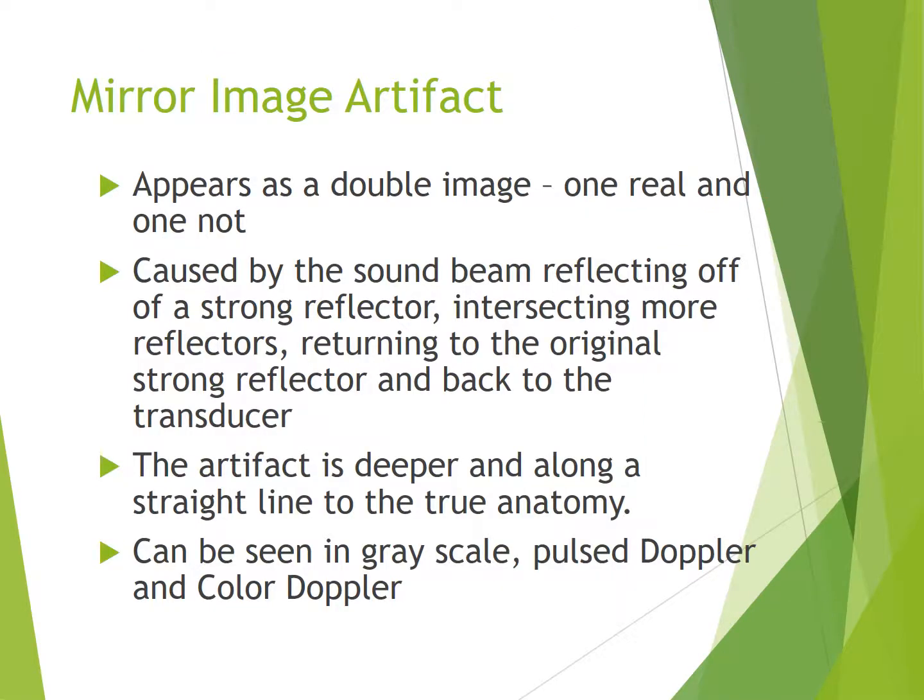So with mirror image artifact, it would stand to make sense that we're going to have images that appear as a double image. One is going to be real and one is not. The second one is caused by the sound beam reflecting off of a strong reflector and then intersecting more reflectors before returning to the original strong reflector and back to the transducer. So this artifact is deeper and along a straight line into the true anatomy. Typically we can see it in grayscale, but we also see mirror image artifact in pulse Doppler and also in color Doppler.